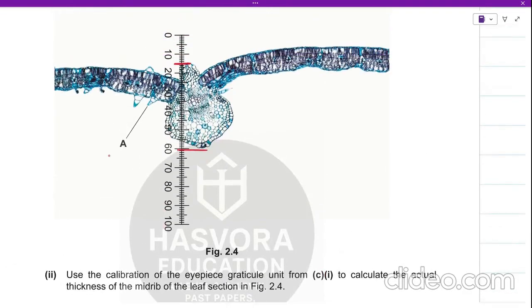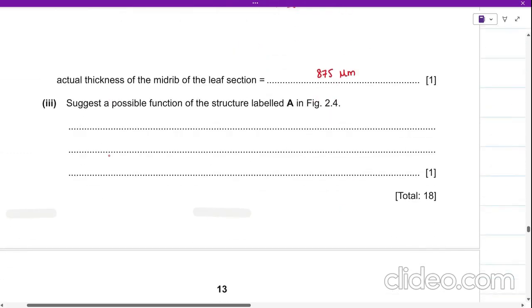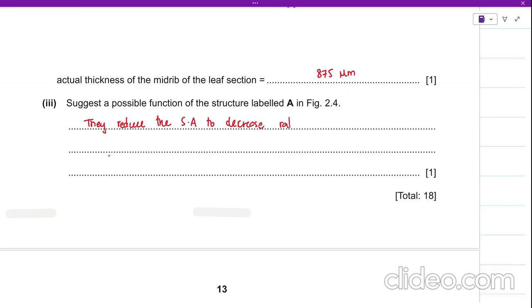Now, give a possible function for the structure labeled A. So this is the structure labeled A, which I told you is a trichome for sure. So what is the function of trichome? They reduce the surface area to decrease the rate of transpiration. So this will be the 1 mark answer for this part.